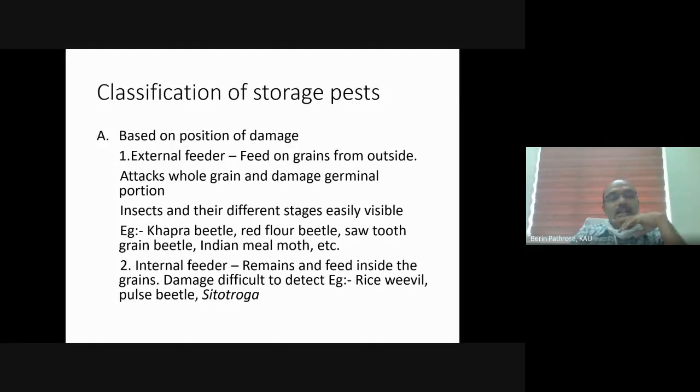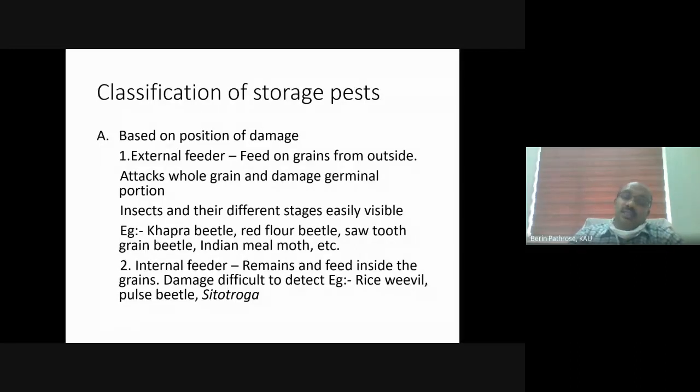You might have seen in atta, rava, or any wheat flour, some reddish colored beetles. We call it Tribolium or red flour beetle. Once you take out the flour itself, you can see it. You can detect the insect externally itself. So those kinds of insects are called external feeders, while those feeding inside the grains are called internal feeders.